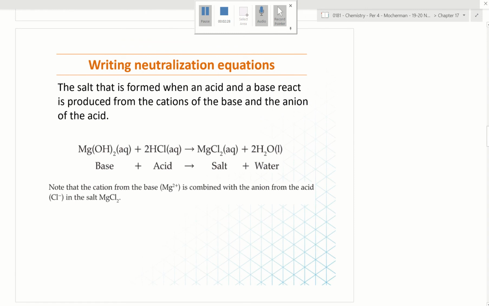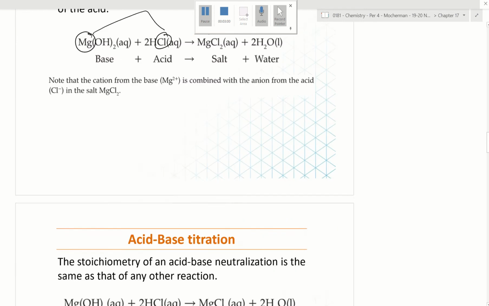The salt that is formed when an acid and base react is produced from the cation of the base and the anion of the acid. So the cation of the base and the anion of the acid go together to form the salt. Whenever we carry out a neutralization reaction or a titration, we basically end up with a salt solution. So whatever the salt that's formed, that's the solution we end up with. So we started with an acid and a base, and we ended up with a salt solution.